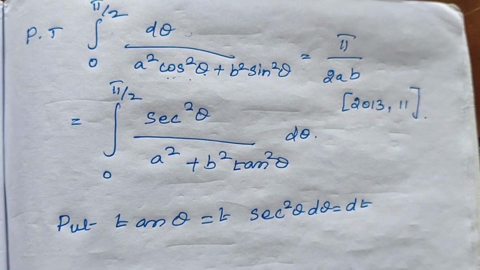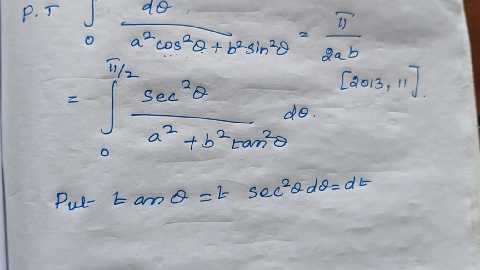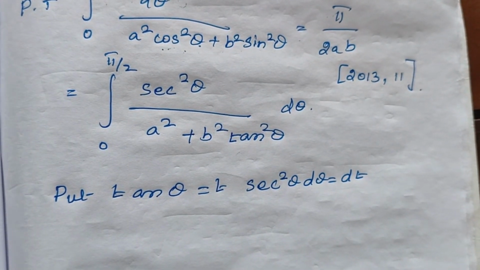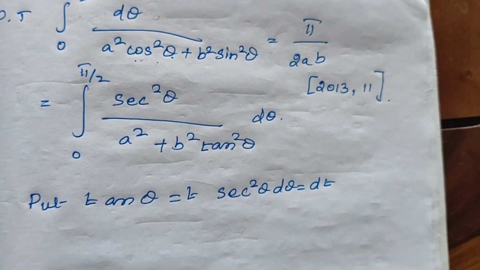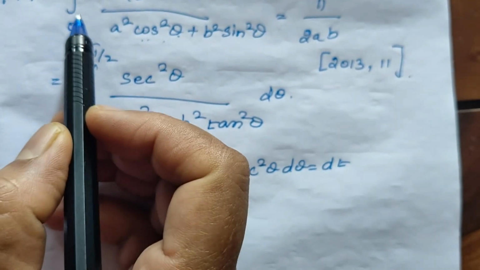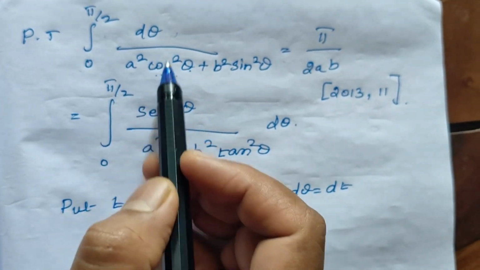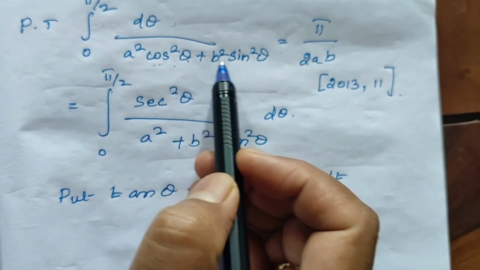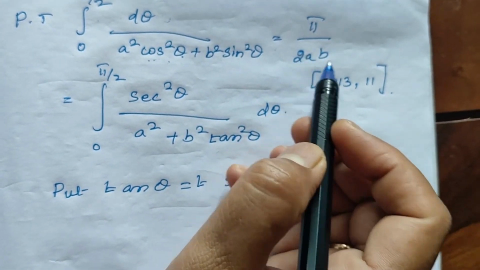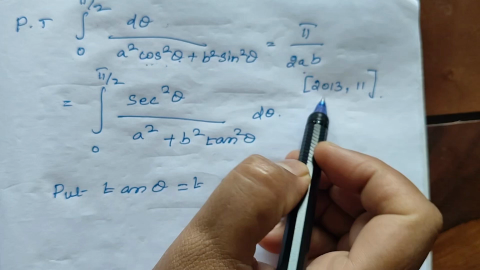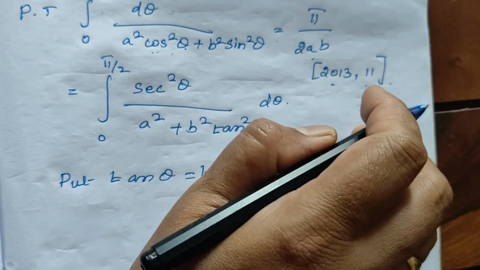I am going to teach for 12th standard. The chapter is integral. This is a definite integral by substitution method. Here the problem is to prove that the integral from 0 to pi by 2 of d theta divided by a square cos square theta plus b square sin square theta equals pi by 2ab. You have to prove this. This is a 2013 and 11th important question.